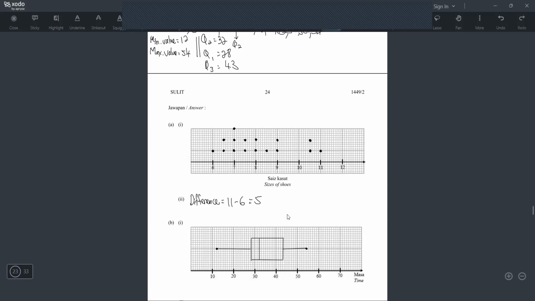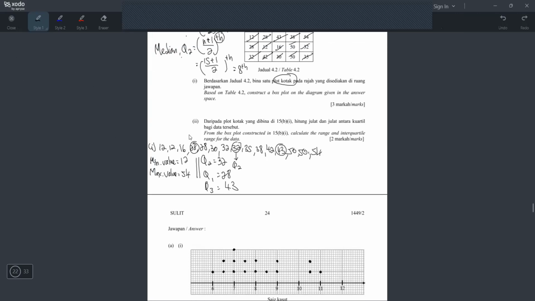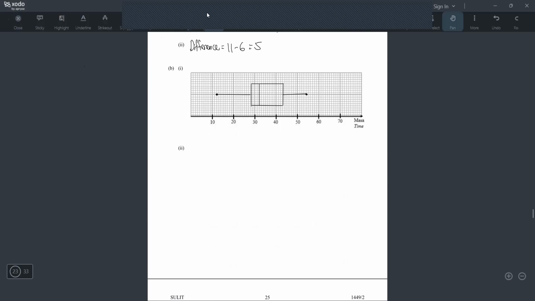Okay, so I think I drew it nicely already. I buat betul dah. So sudah siap lah. Okay, tapi ada lagi satu soalan. Ada lagi satu soalan. Number 2, they say from the box plot constructed in 15B1, calculate the range and interquartile range. So I still have to do. Okay, can I do it here? Okay, yes.